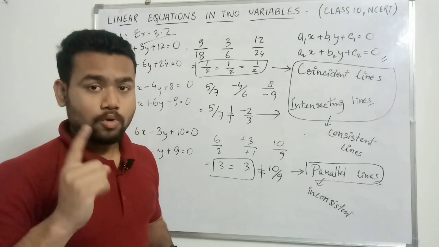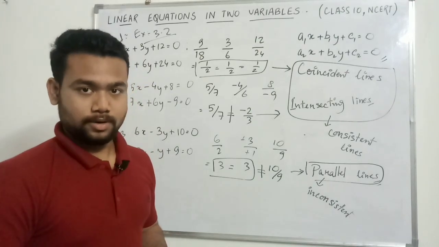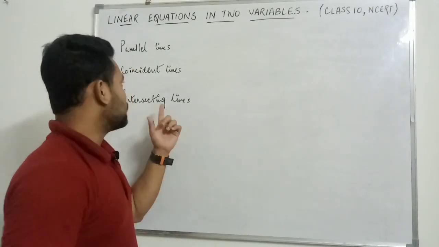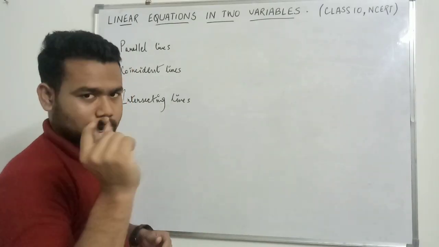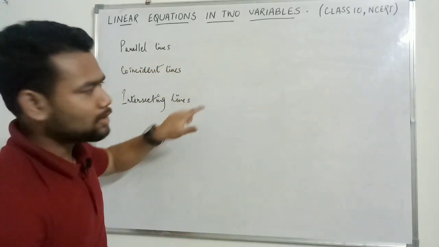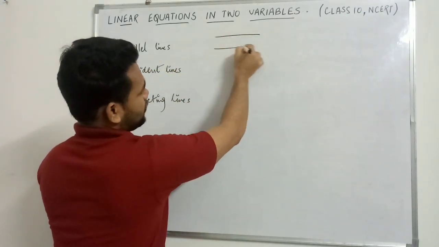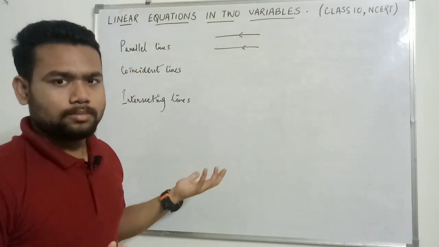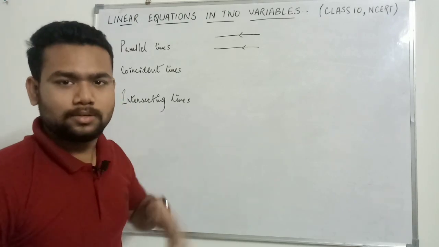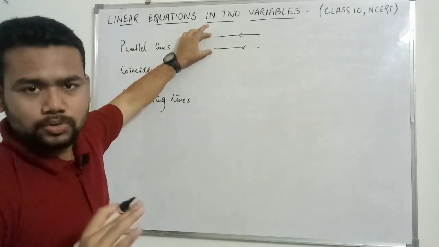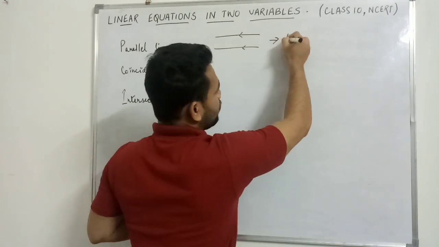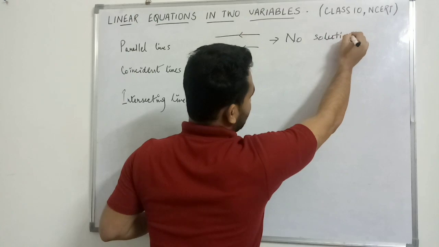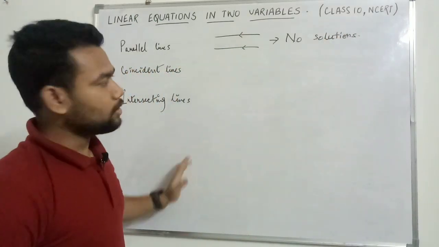So let's go for the most important question, number 5 of this exercise. Before that, I missed out a particular concept. See, these are known as parallel lines. They will never intersect; when they will intersect, I don't know. It will be at infinity, right? Means they have no solutions. Parallel lines never have solutions. They are not intersecting, right?